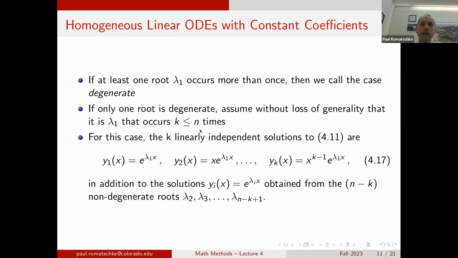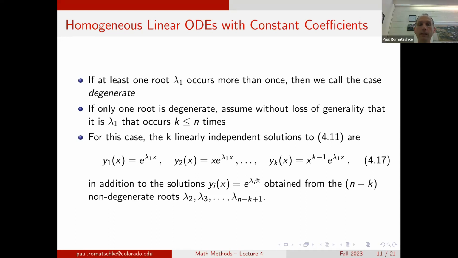For this case, we construct different linearly independent solutions. Those are given as y1 of x is e to the lambda 1 x. That was the same as before. But y2 of x we construct as x times e to the lambda 1 x. y3 of x we construct as x squared e to the lambda 1 x, all the way to y_k, which we construct as x to the k minus 1 times e to the lambda 1 x. These are the linearly independent solutions for the first k functions in the homogeneous linear ODE with constant coefficients.